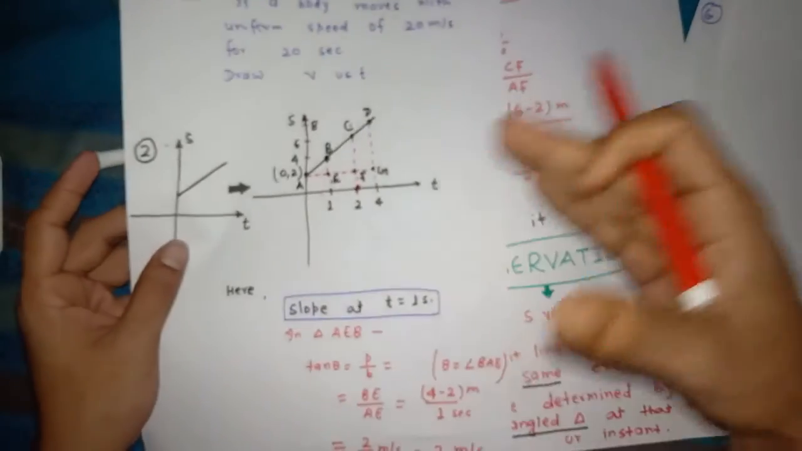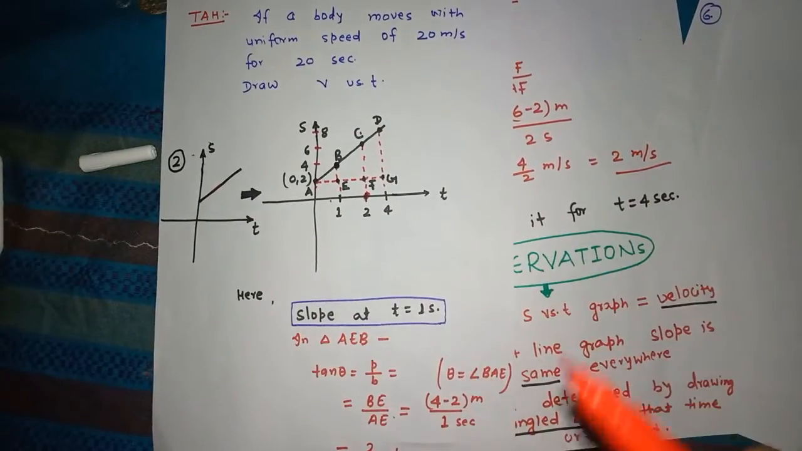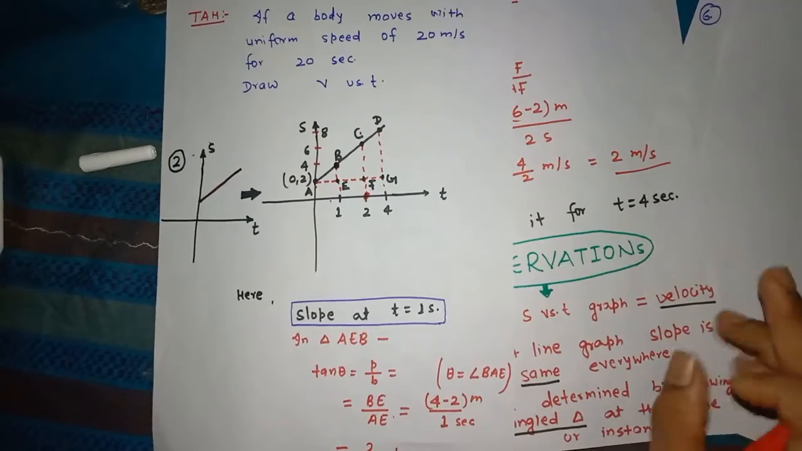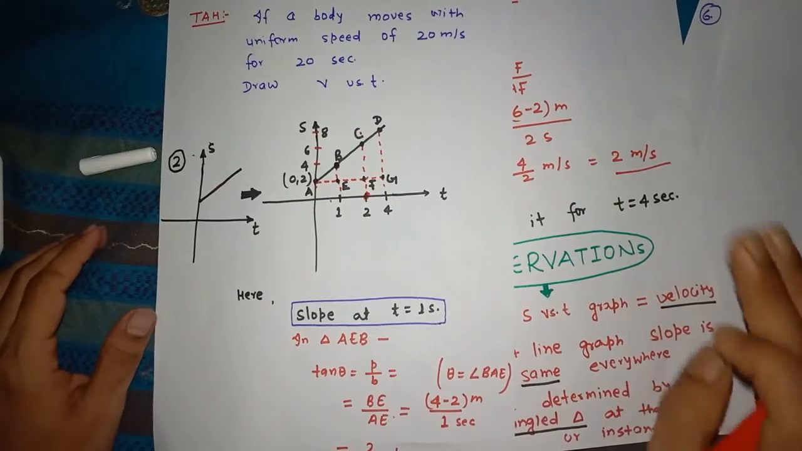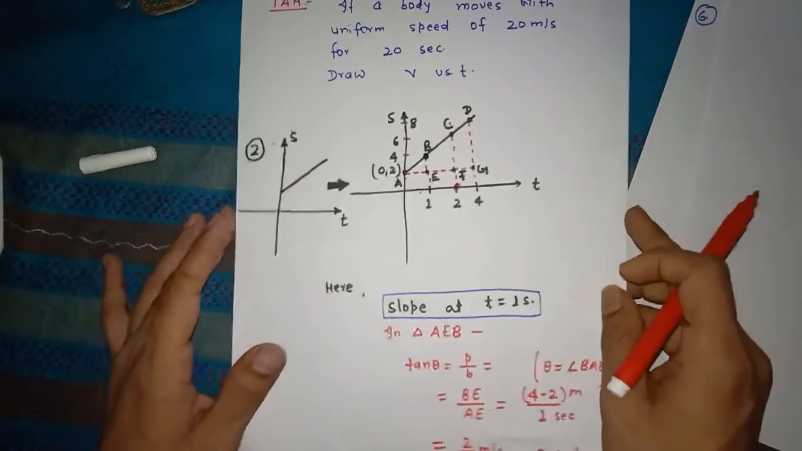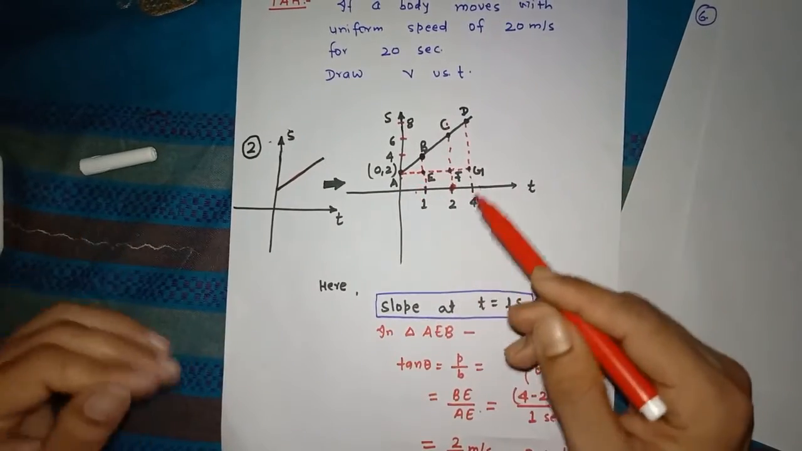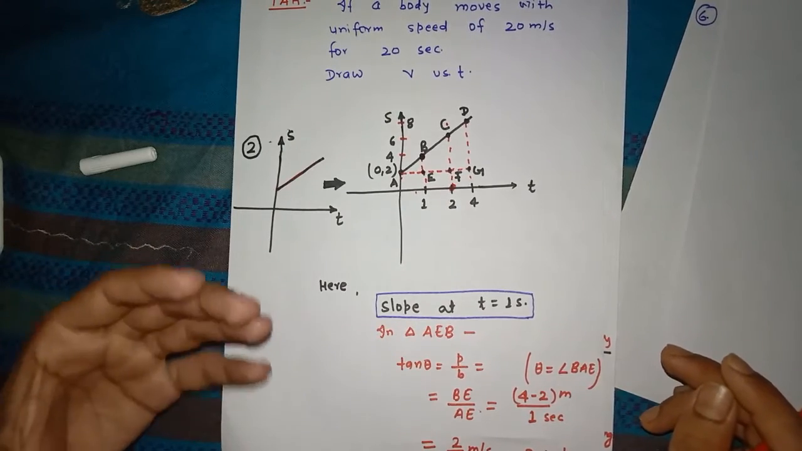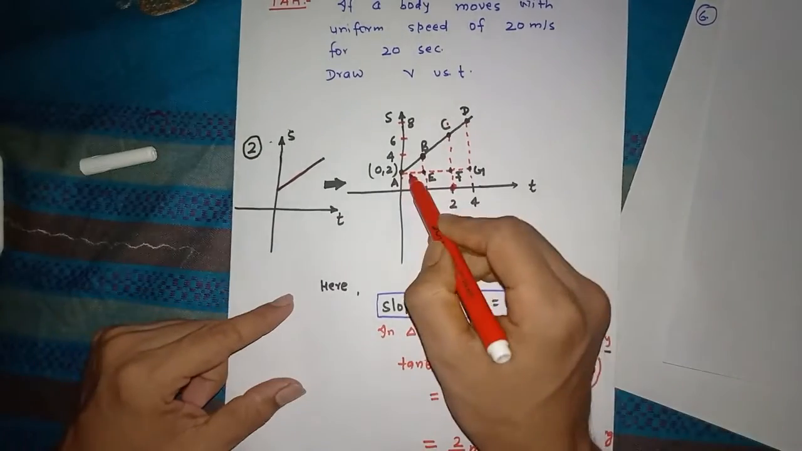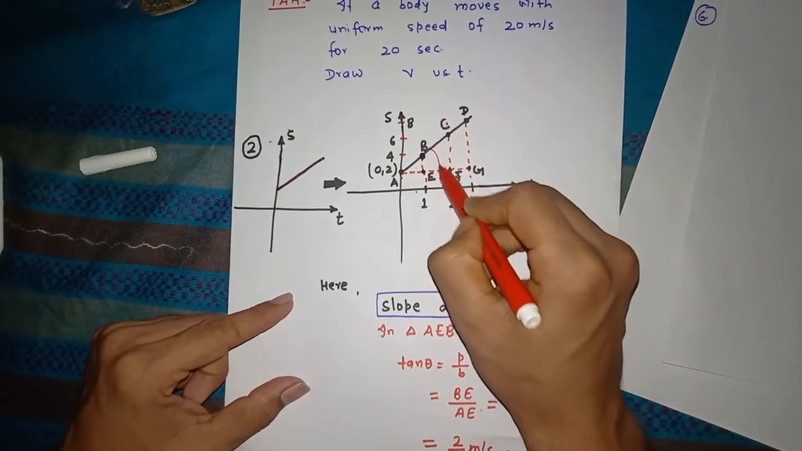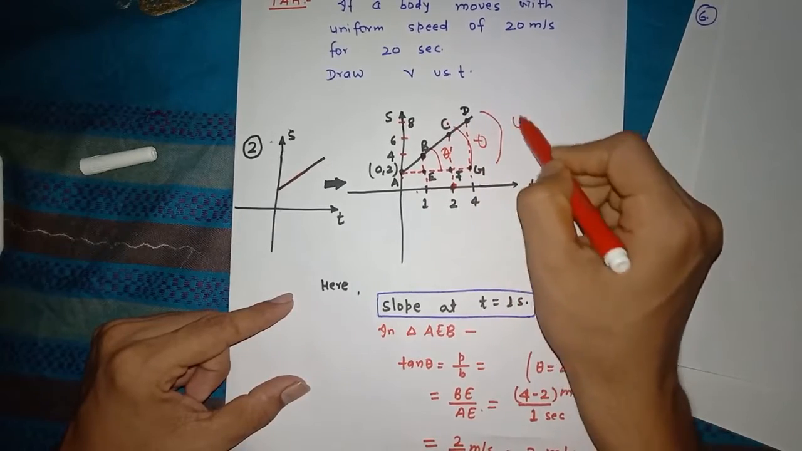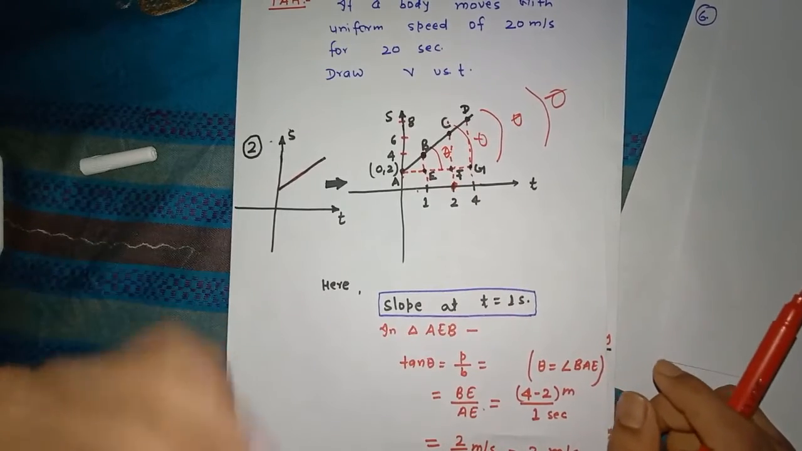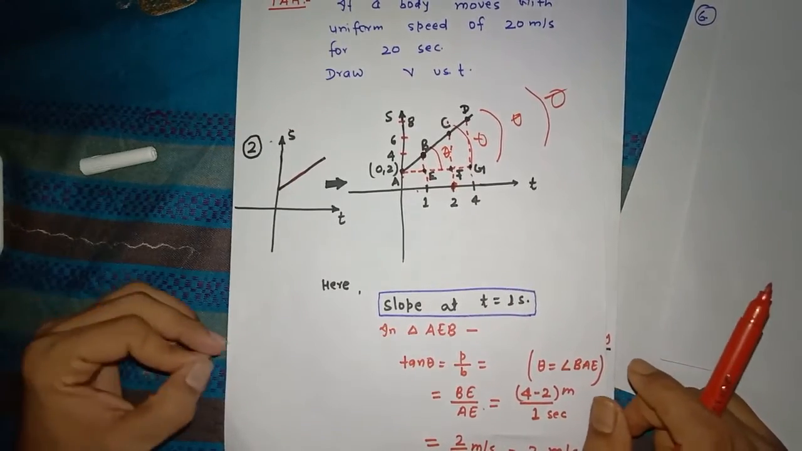If you find the slope at any particular instant of time in this graph, you will find that the value in each case is the same, that means 2 meter per second. Why does this happen? Because it is a straight line, and a straight line has a fixed, particular direction, and its angle never changes at any instant of time. That means here is also theta, here is also theta, here is also theta. The angle never changes. If the angle never changes, then tan theta never changes, and if tan theta never changes, then the slope also does not change.